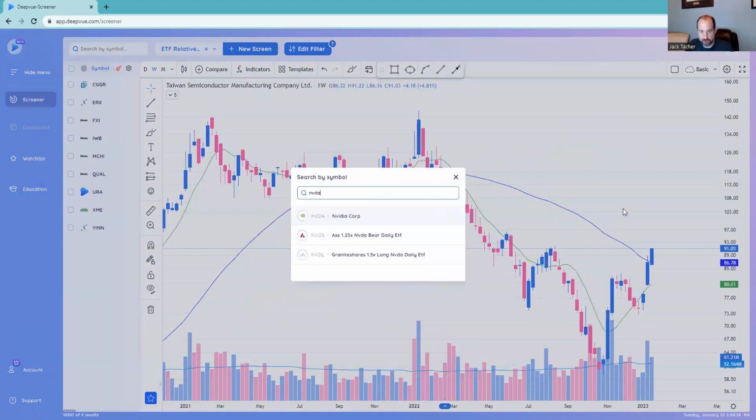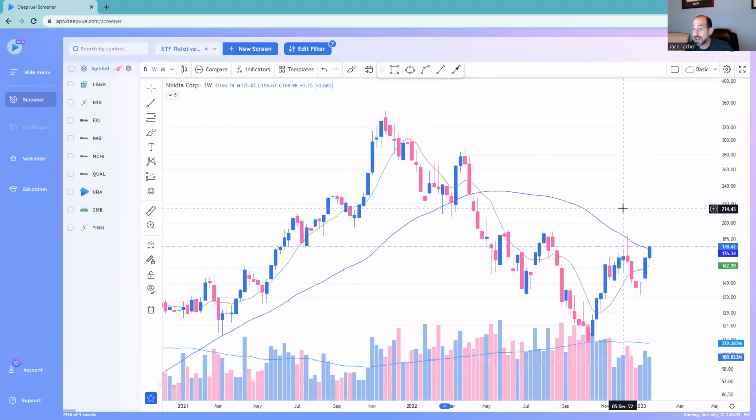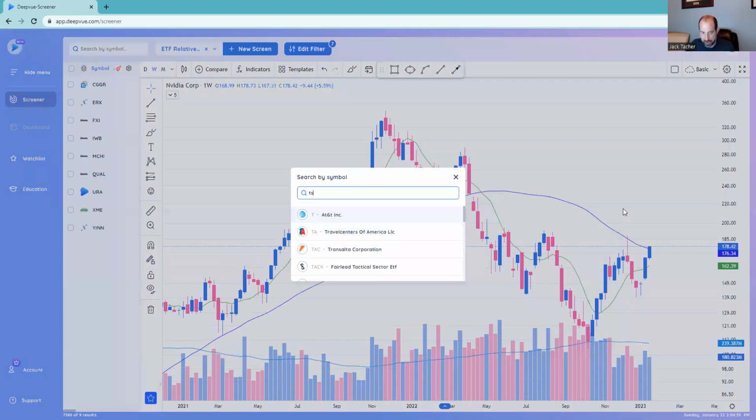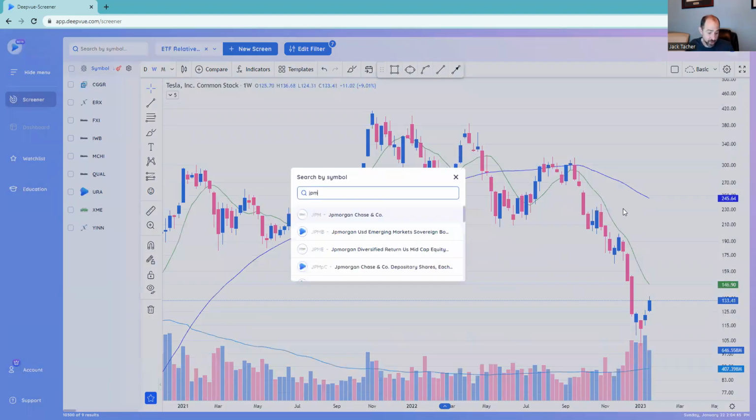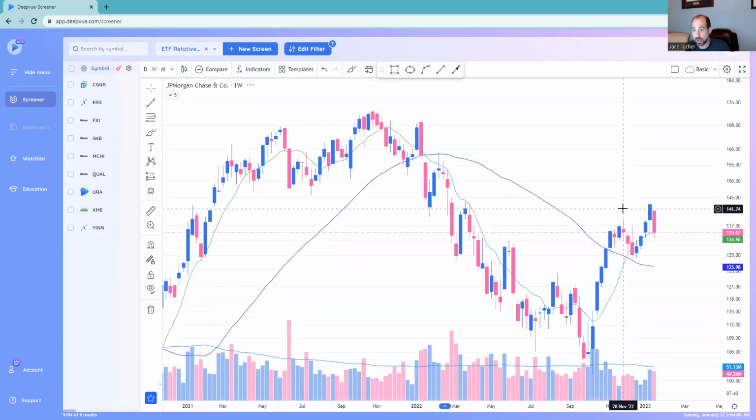NVIDIA, right? A microchip name, US-based. Again, not leading, at least not yet, right? Again, a few more weeks it may need, and then maybe it is a leader, but I don't see it leading yet. Tesla, consumer discretionary, definitely not leading. JP Morgan, right? Financials were doing good. It's on the list. Let's see what JP Morgan looks like. JP Morgan looks pretty good overall, right? It's above the cross, and the cross happened a long time ago.